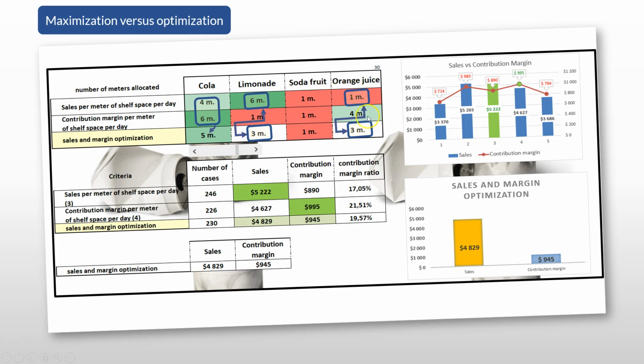3 meters instead of 6, 3 meters instead of 1. And so you see that instead of getting the maximum sales, we would get $417 less, with sales that amount to $4,829. And we would get a lower contribution margin than the maximum we could achieve, with $50 less, but that would be an optimization rather than a maximization. We can observe a dynamic simulation exploring this idea where we would give less and less meters to lemonade and more meters to orange juice.